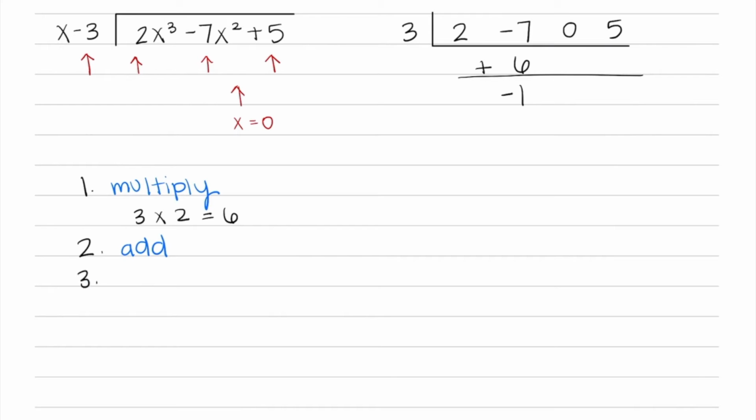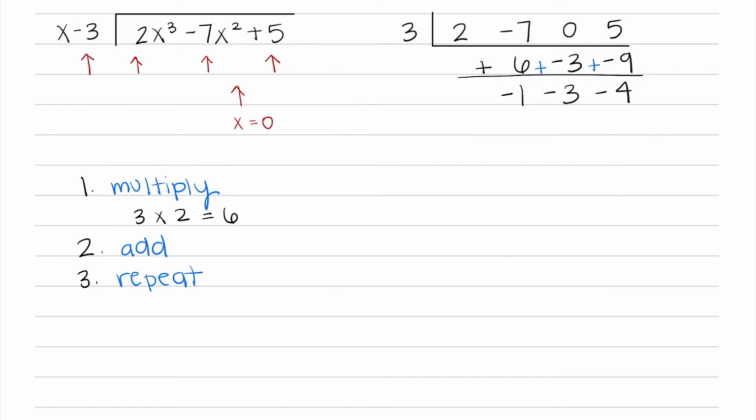And now step 3, repeat. So now we will multiply 3 times negative 1, which is negative 3, and write it under the third term, this 0 over here. Step 2, add. So we add 0 plus negative 3, which is negative 3. And step 3, repeat. So now we have 3 times negative 3, which is negative 9, and we'll write it here in that next slot under the 5. Step 2, add. So 5 plus negative 9 equals negative 4.